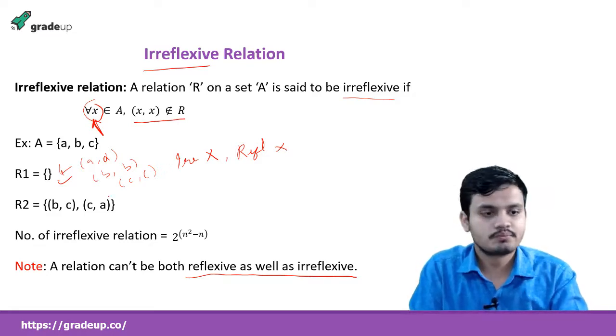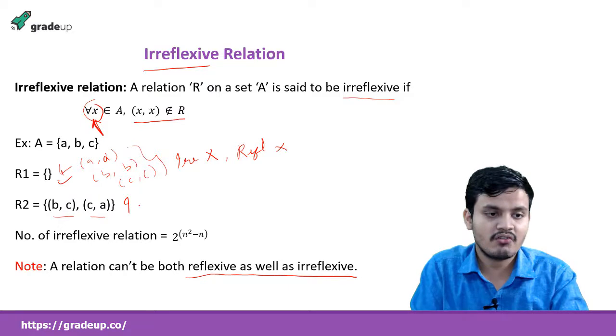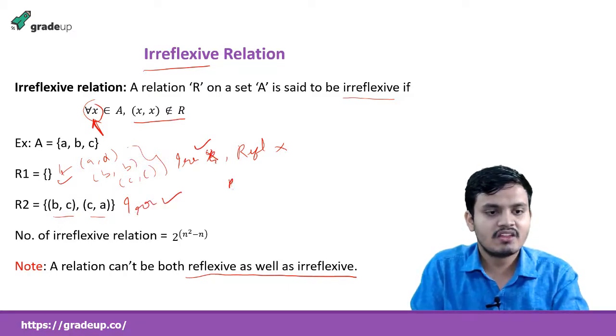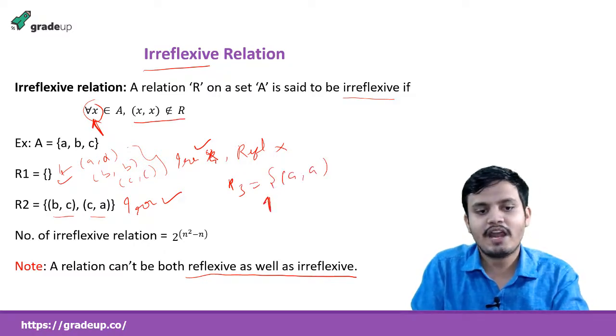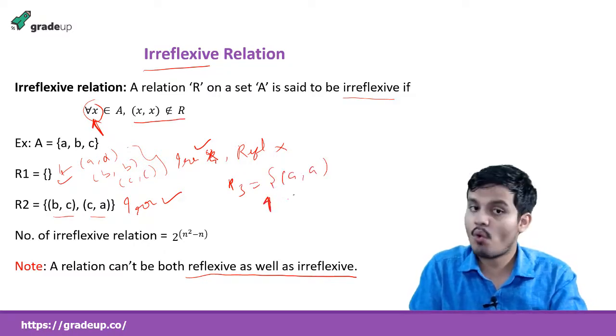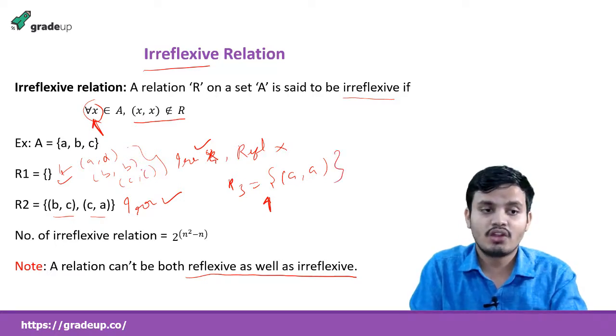So no. See this relation B comma C and C comma A. Is this relation reflexive? No, because these 3 are not present. It is irreflexive. But see another example. R3 is equal to A comma A. What is this? Tell me. Is it reflexive? No, because we will not have the other 2 also. So it is not reflexive. Is it irreflexive? No, because we have one element A comma A. So it is not irreflexive.